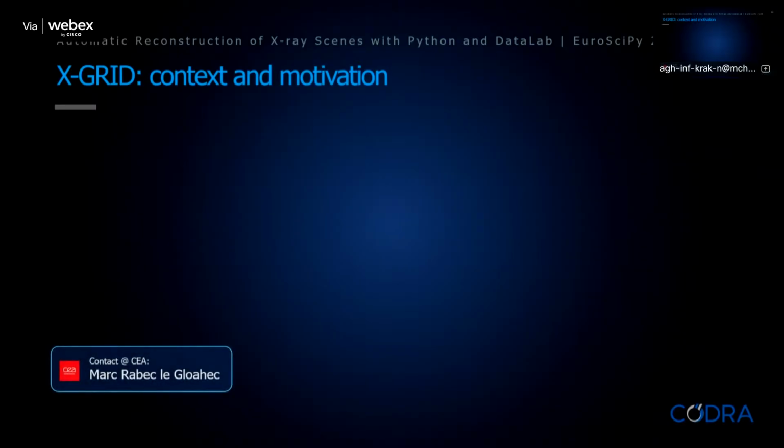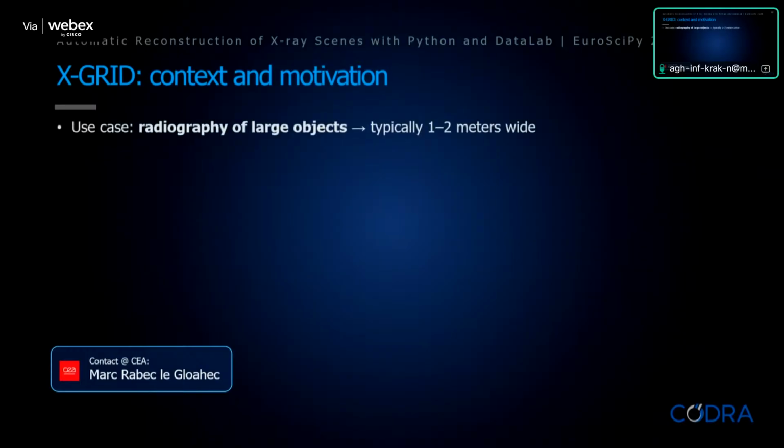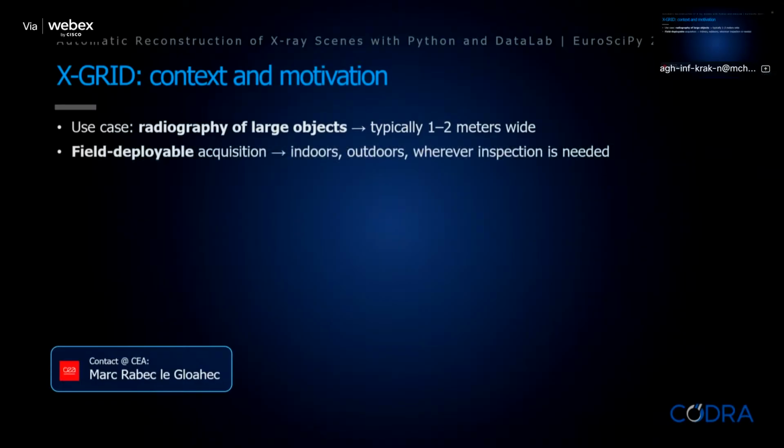So what is Xgrid? No, before that, why Xgrid? So the motivation. Our client, the CEA, needs to be able to reconstruct a full field image of a scene. Why reconstruct it? Because actually the need is to be able to radiograph large objects, so typically 1 to 2 meters wide. They need to be able to do so mainly outdoors, but actually anywhere. So it has to be a field deployable acquisition.